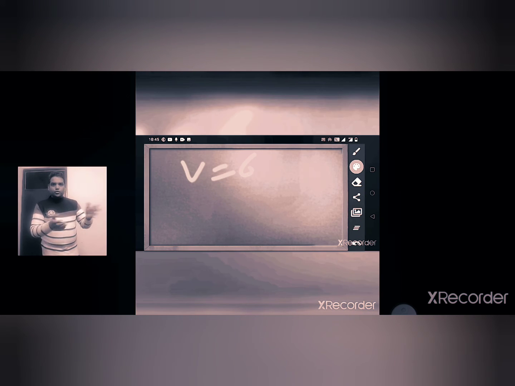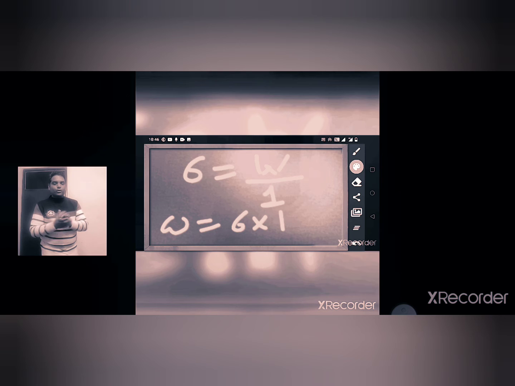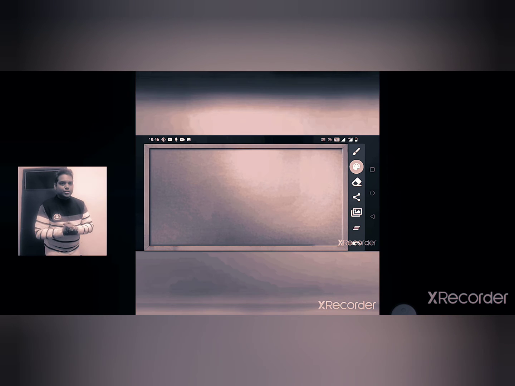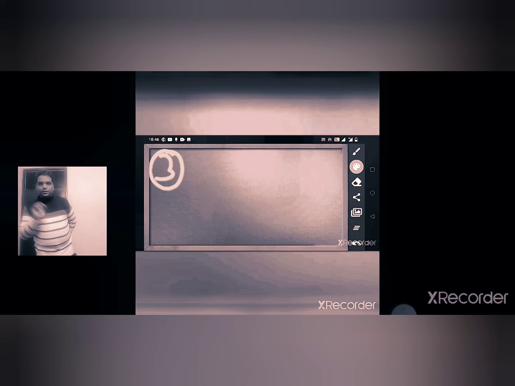Now move toward the solution of this. V is equal to 6, and we again put in the formula V is equal to W by Q. Now the formula changes and it becomes W is equal to V cross Q. So we put the simple values of the potential and the charge. W is equal to 6 cross 1 joule, and our final answer is 6 joules. Clearly see, I am writing the unit at the end of the numerical.